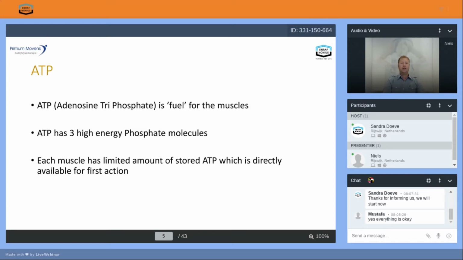Each muscle has already a limited amount of ATP directly stored within the muscle fiber itself, within the cell itself, which is directly available for the first action. We're talking about the first 2-3 seconds of movement. So when you start a movement, the energy that is already stored within the muscle cell itself is used.